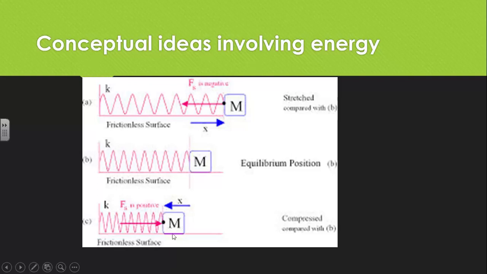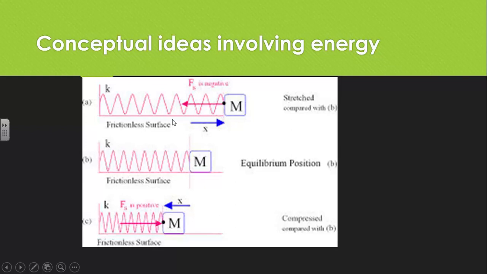Their potential energy would be 0, but kinetic energy would be a maximum. If this thing gets stretched out, compared with that equilibrium position, potential energy is a maximum at this maximum value of stretch. Kinetic energy is 0. And that potential energy is related to how far you've stretched it.